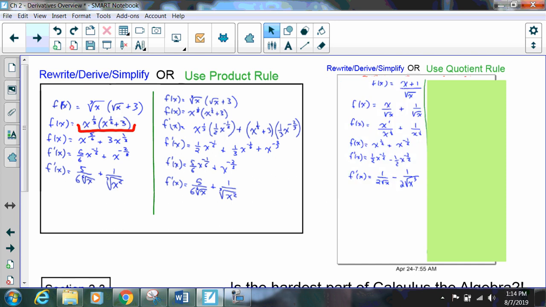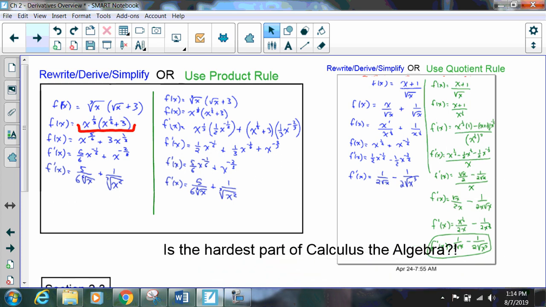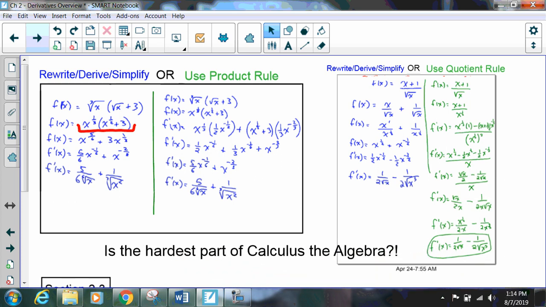So same thing, here's another example of a function we're asked to take the derivative of, and you can either simplify then take the derivative, or you can actually use this quotient. Yeah, it's a quotient, so you're going to have to use the quotient rule, which, it's okay, we end up with the same answer. I just want you to know that it's okay, take a derivative the way it makes sense to you. And I think I pointed out, looking at this, it's the hardest part of calculus, the algebra. For some of you, yes, that is going to be true.